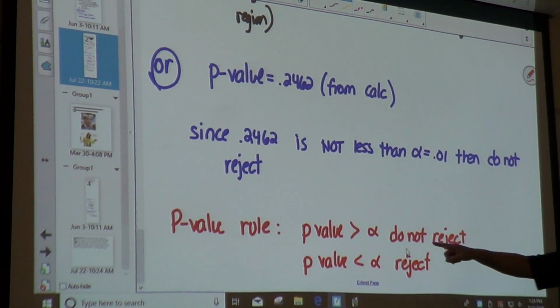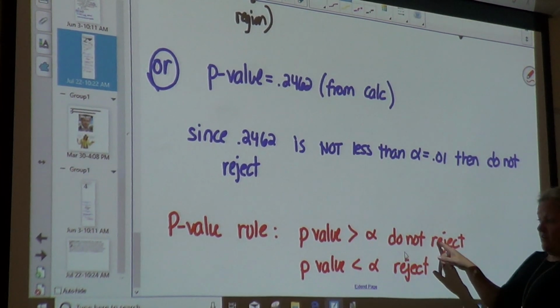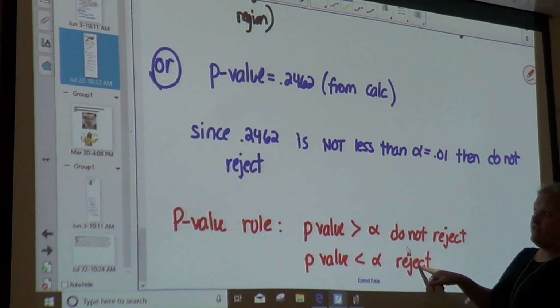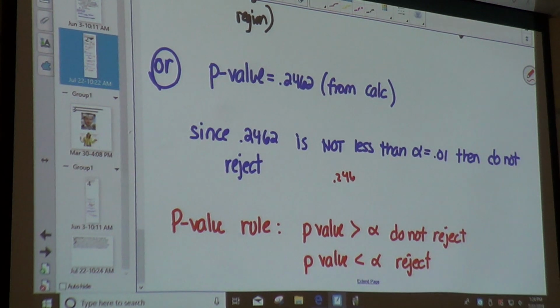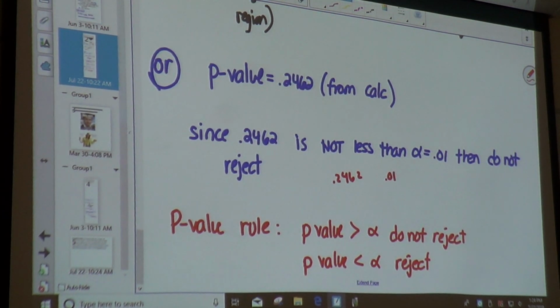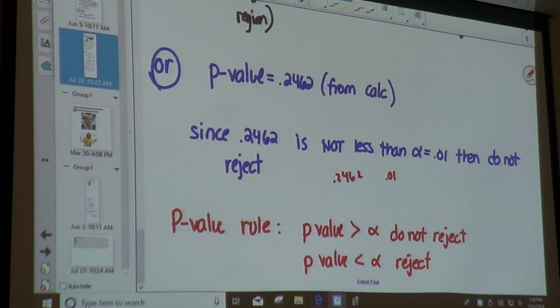If your p-value is greater than your alpha, you do not reject it. If your p-value is less than alpha, you reject it. And in our problem, alpha was 0.01. So we have 0.2462, and our alpha was 0.01. And 0.2462 is greater than. That's why we do not reject it. So that's just the other alternative, if you want to memorize those two steps. If your p is greater than alpha, don't reject it. Otherwise, I just got to physically see, is it in the shaded region or is it not in the shaded region?